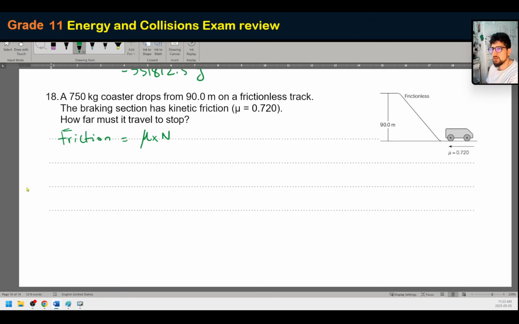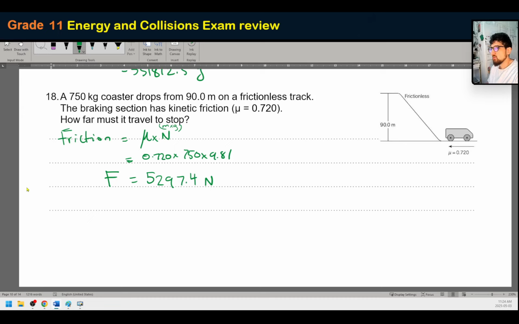So friction is equivalent to mu times normal force, which is going to equal 0.720 multiplied by normal force, which is equivalent to mass times gravity. So it's going to equal 0.720 multiplied by 750 times 9.81, which is 5,297.4 newtons. So we've got the force.